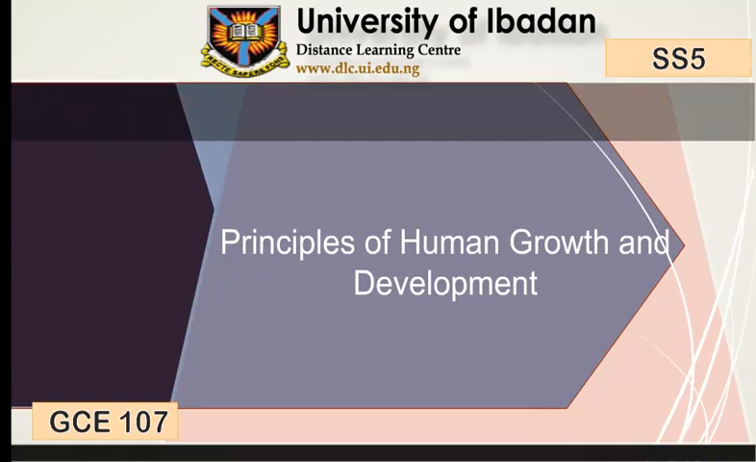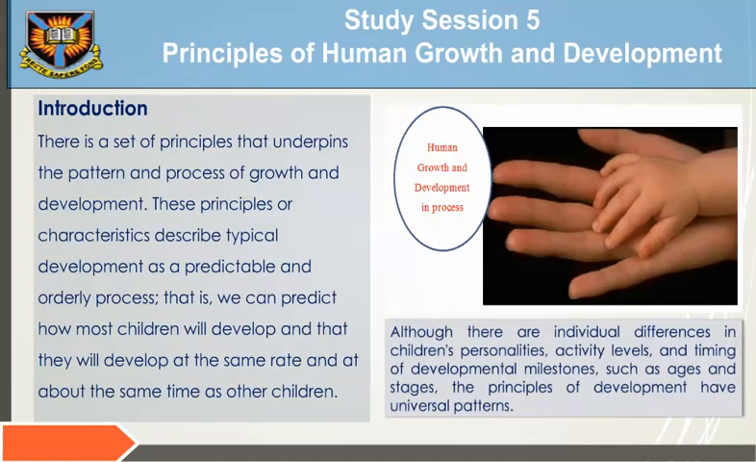Studies Section 5, Principles of Human Growth and Development. Introduction. There is a set of principles that underpins the pattern and process of growth and development. These principles or characteristics describe typical development as a predictable and orderly process. That is, we can predict how most children will develop and that they will develop at the same rate and at about the same time as other children.